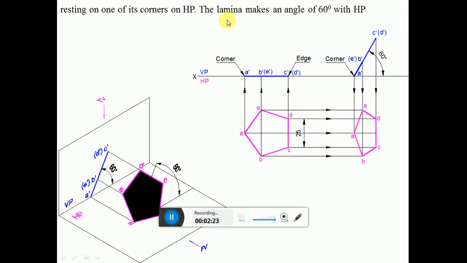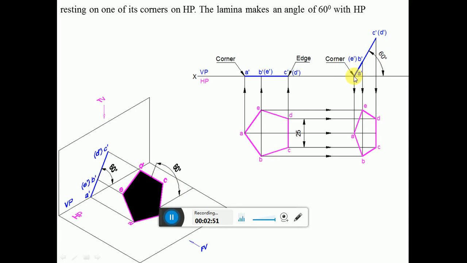And the lamina makes an angle of 60 degree with HP. So the surface of the lamina is inclined at 60 degrees with HP. So you rotate this by an angle of 60 degrees, that means the surface makes an angle of 60 degree with HP. So this is what we have given here, which is a pentagon where the surface is inclined at 60 degrees to HP with the corner on HP.